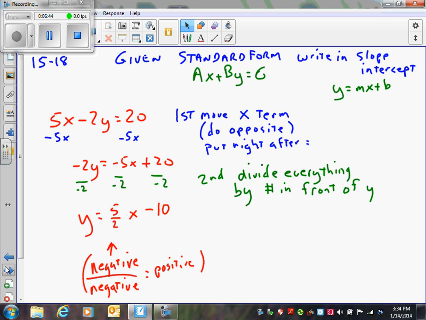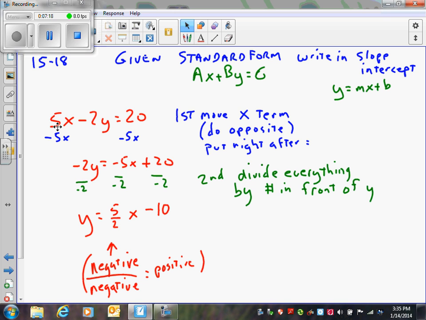15 through 18 all give you an equation in standard form. Something times x plus something times y equals a number. And they want you to write it in slope-intercept form: y equals m times x plus lowercase b, which is the y-intercept. The first thing you're going to do is move the x term to the opposite side. So you do the opposite. Put it right after the equal sign. And so I got 5x minus 2y equals 20.